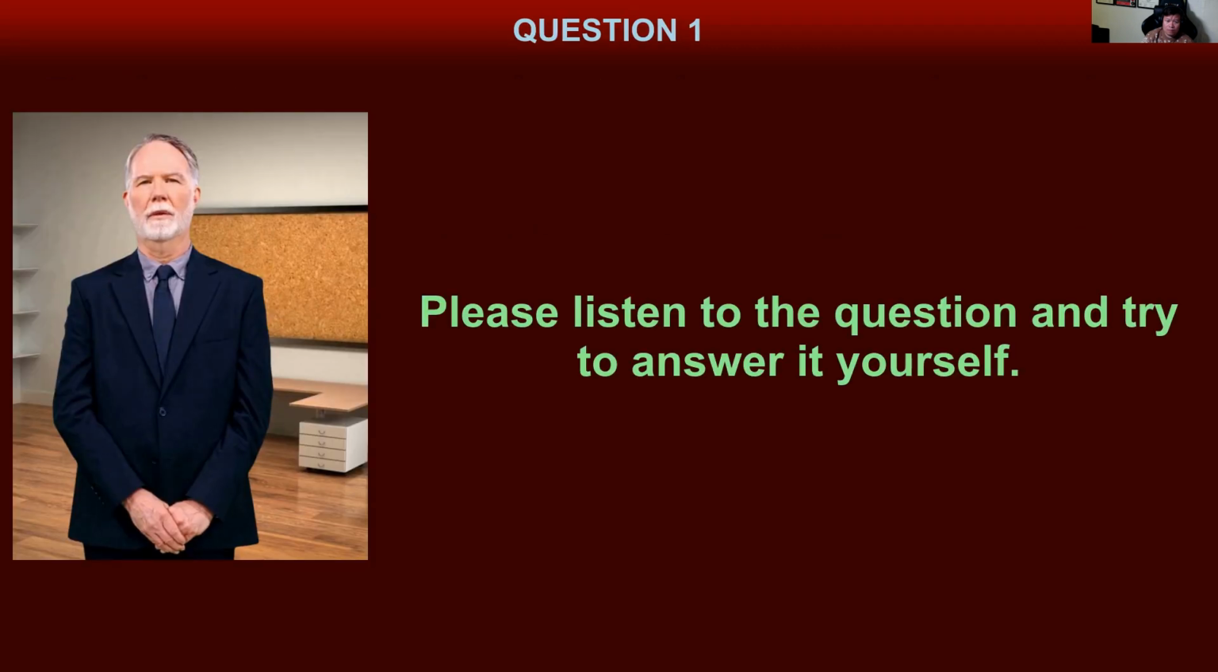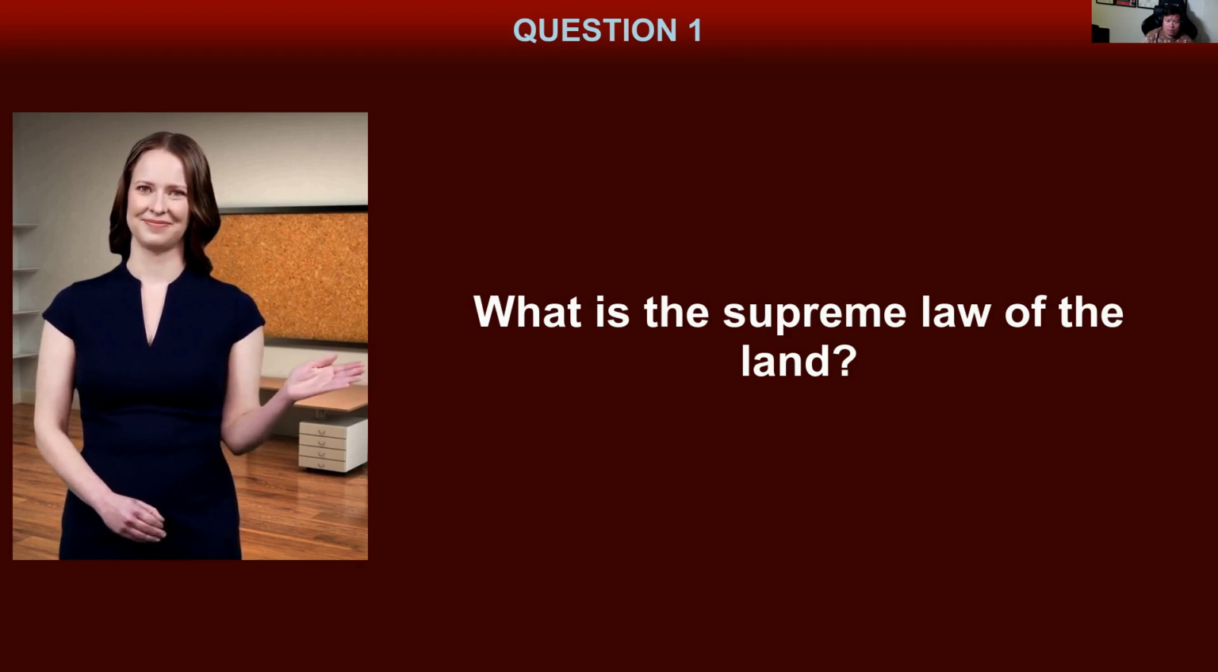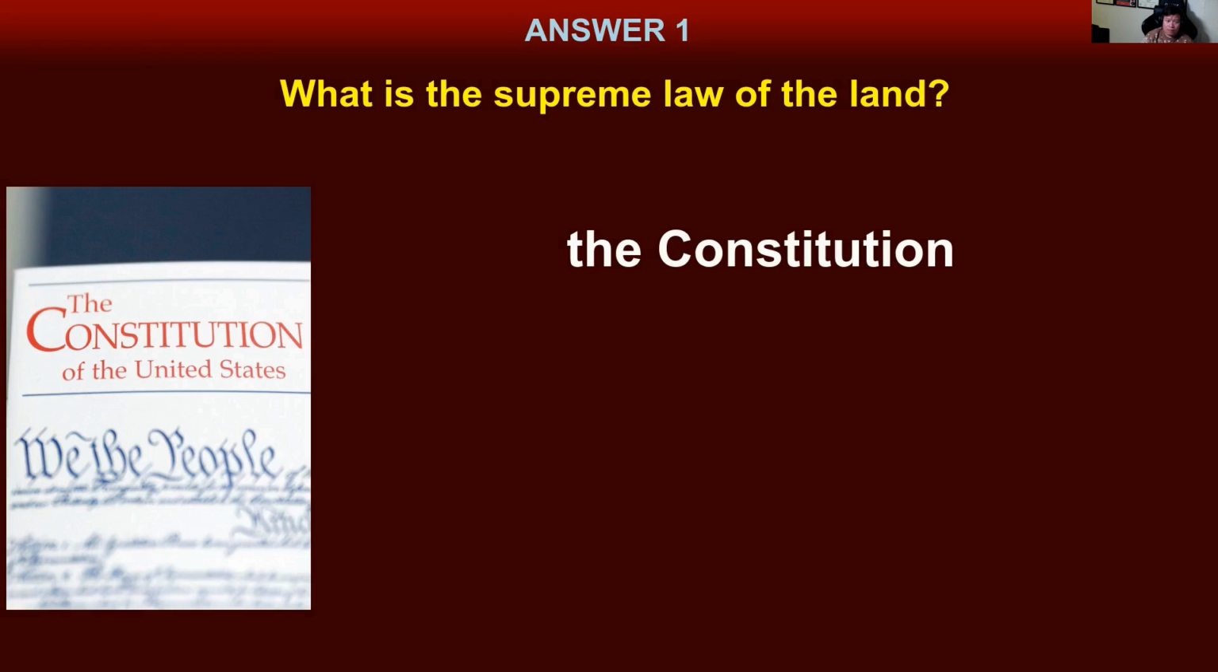What is the supreme law of the land? The Constitution.